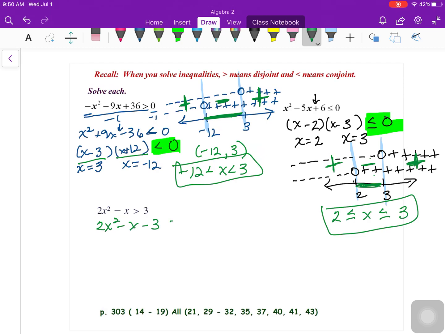Last one, this one does not equal 0 yet, so it'd be 2x squared minus x minus 3 greater than 0. And now I can factor. 2x and x, 3 and 1. This gives me 3x. This gives me 2x. I need their difference to be a -1. So it needs to be a -3x and a positive 2x. So this one would be the negative and this one would be the positive.